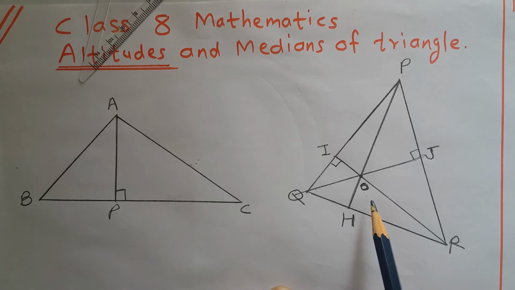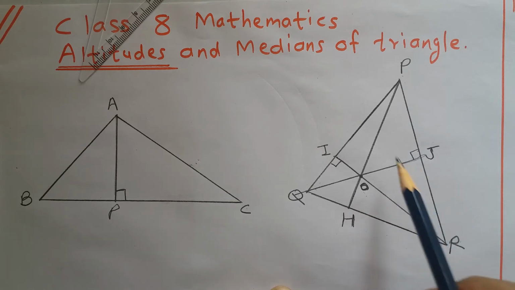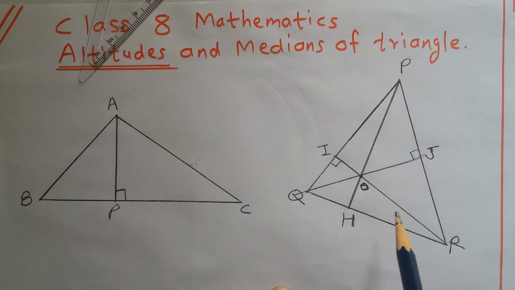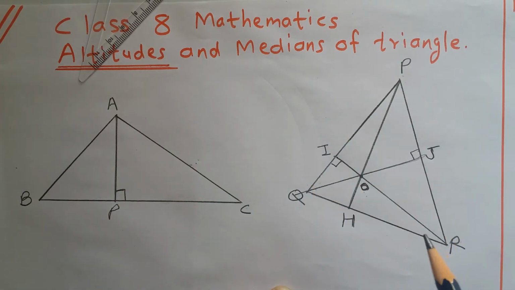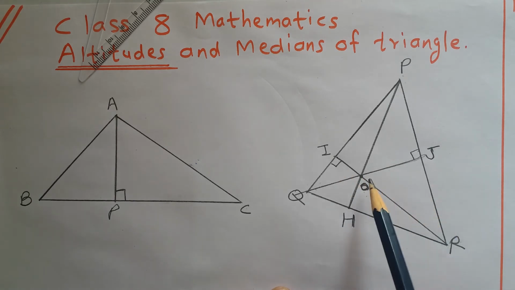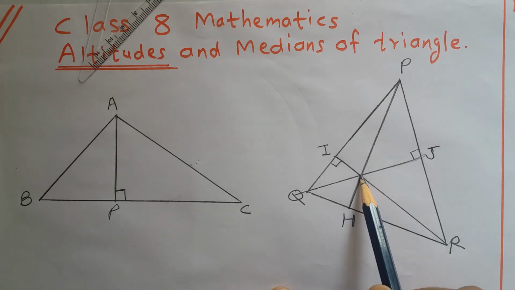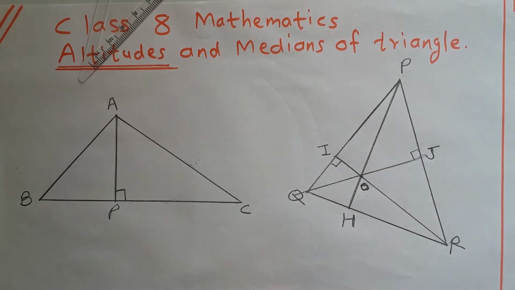There may be a question, what is the meaning of orthocenter? Orthocenter is the point of concurrence of three altitudes of a triangle. That means when we draw the three altitudes of a triangle, what happens automatically? If we draw the three altitudes correctly with accuracy, then all the three altitudes meet each other at one point, and this point is called the orthocenter, and it is denoted by O. So is it clear to you?